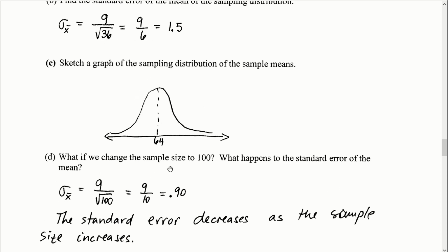Comparing the two, with a sample size of 36, it was 1.5. We increased the sample size to 100, and it went down to 0.90. So as sample size increases, the standard deviation of the sampling distribution decreases.